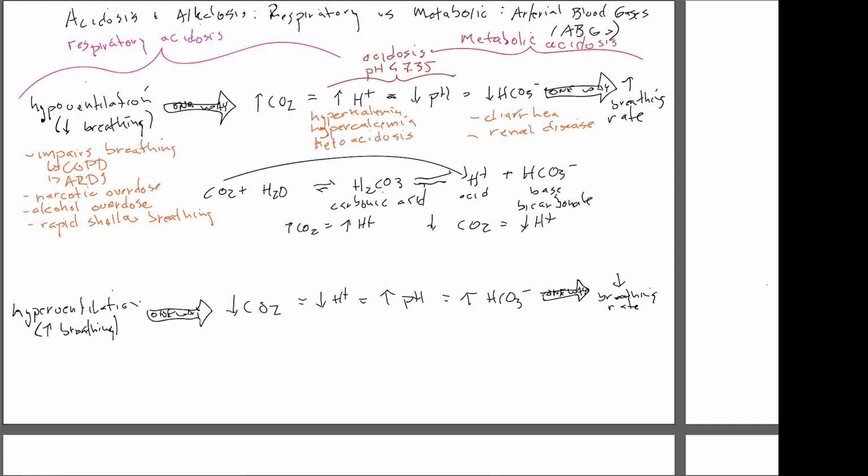Again, I like blue colors here because this is going to be called alkalosis. So this then is a pH of greater than 7.45. If the problem is caused by a problem with the lungs, and again, we'll cover some of those, then this is going to be respiratory alkalosis.